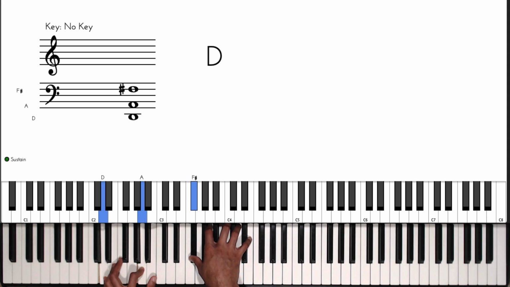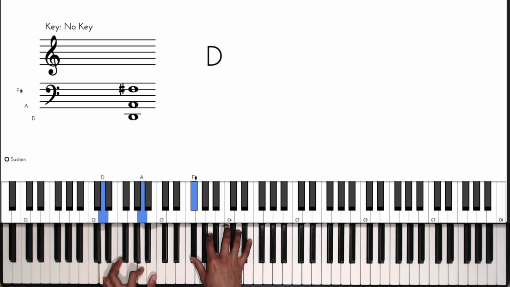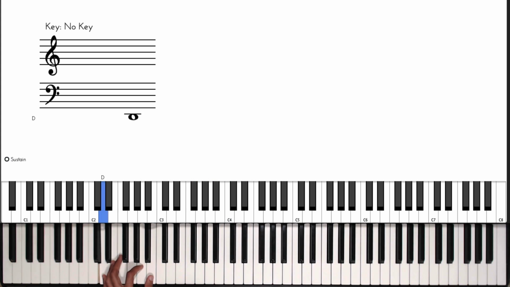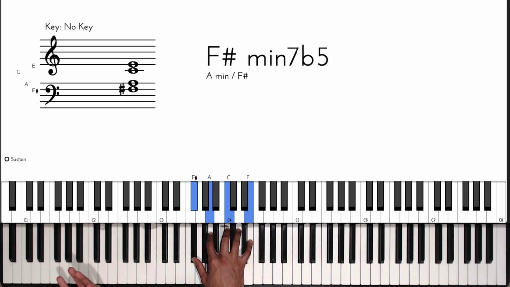And then from here, we're actually going to form the D9 chord by playing these notes, right? A, C, and E. And as you can see, this chord is sort of a combination. You can think about it in many different ways, right? You can think about it as a D with this 5th, and on the right hand, I'm simply playing an F sharp half diminished, or an F sharp minor 7 flat 5.